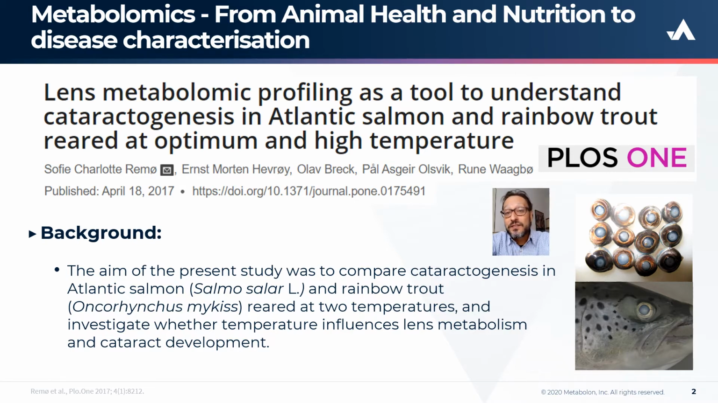And so what they did was to obtain the global metabolic profiles of lenses from Atlantic salmon and rainbow trout to investigate differences in lens metabolism between the species and study metabolic changes in the lenses caused by water temperature. And I would just like to take this opportunity to stress Metabolon's experience working with a broad range of different matrices. In fact, we've worked with over 100 matrices since we opened, not just the common ones like plasma, so in this case, fish lenses.